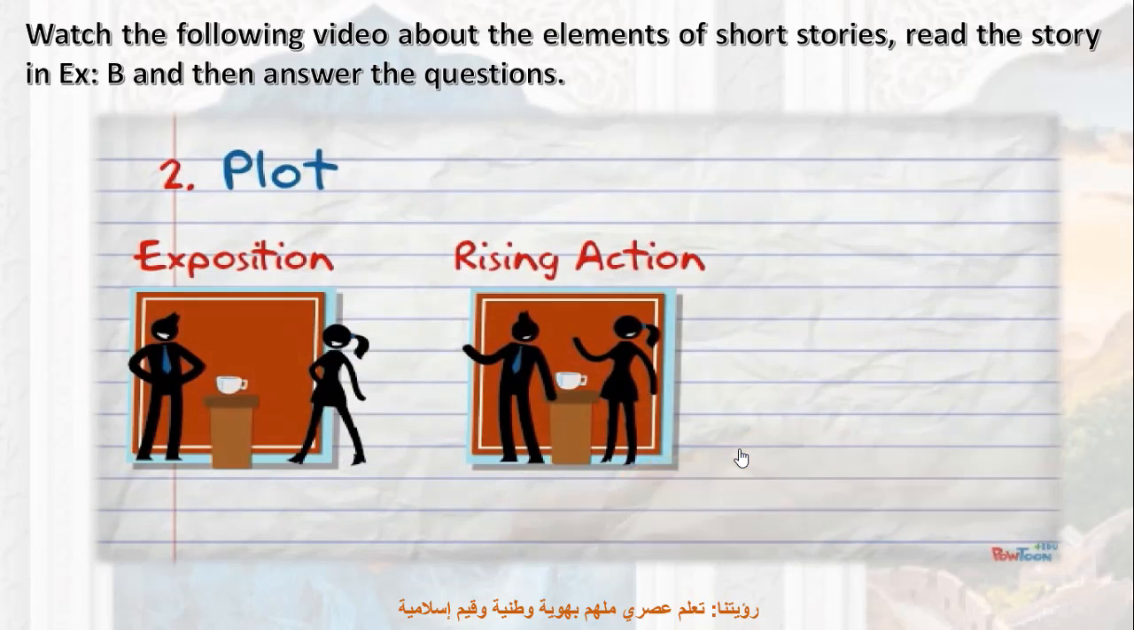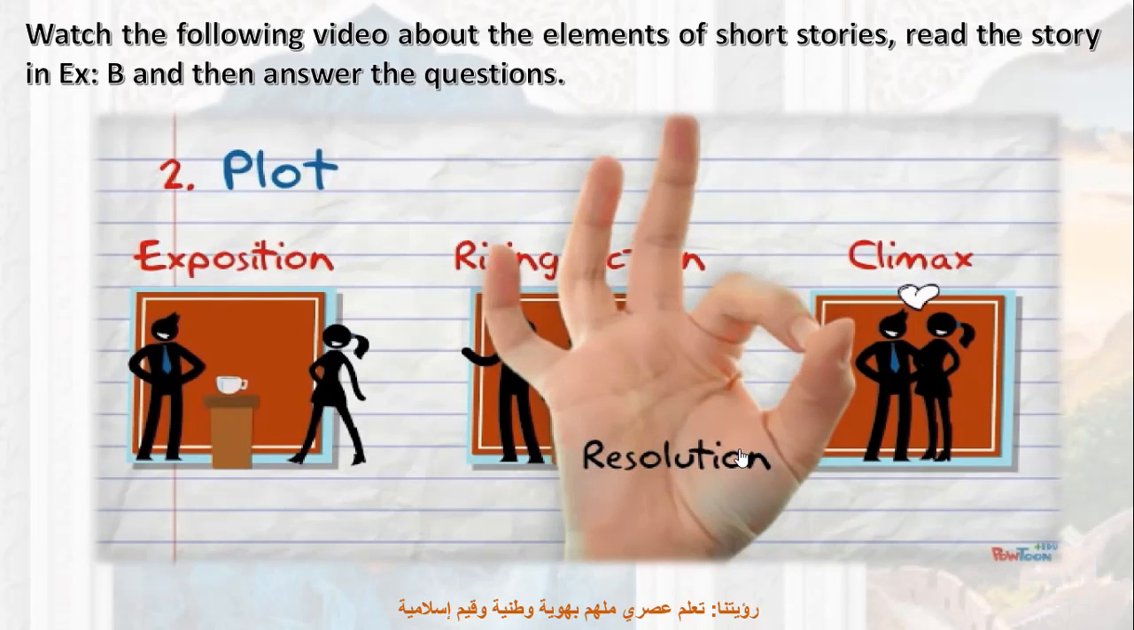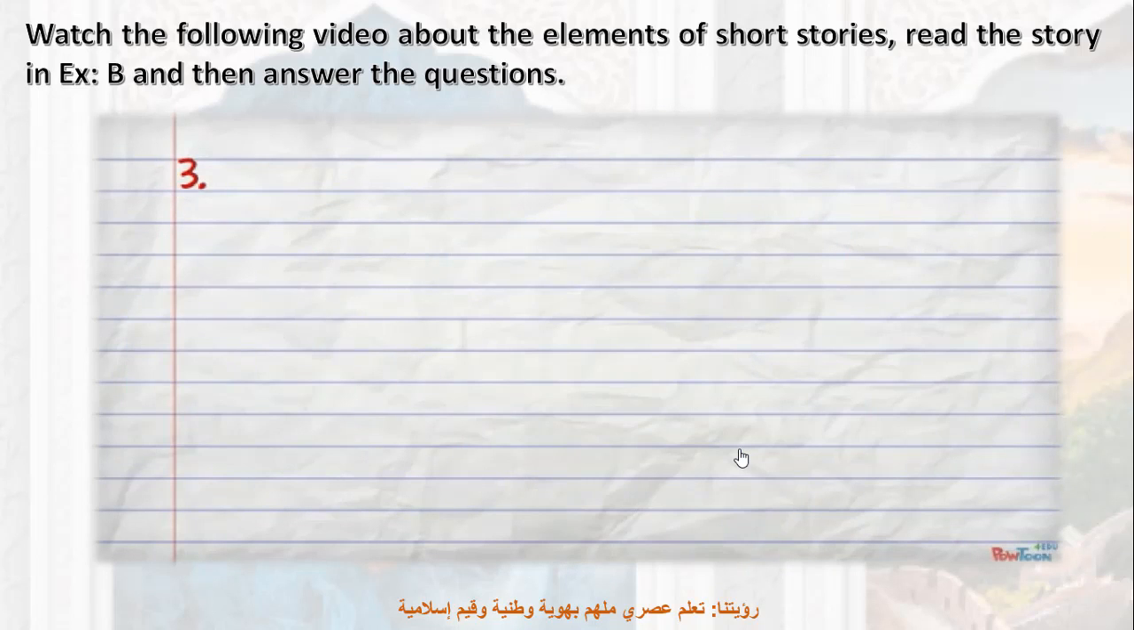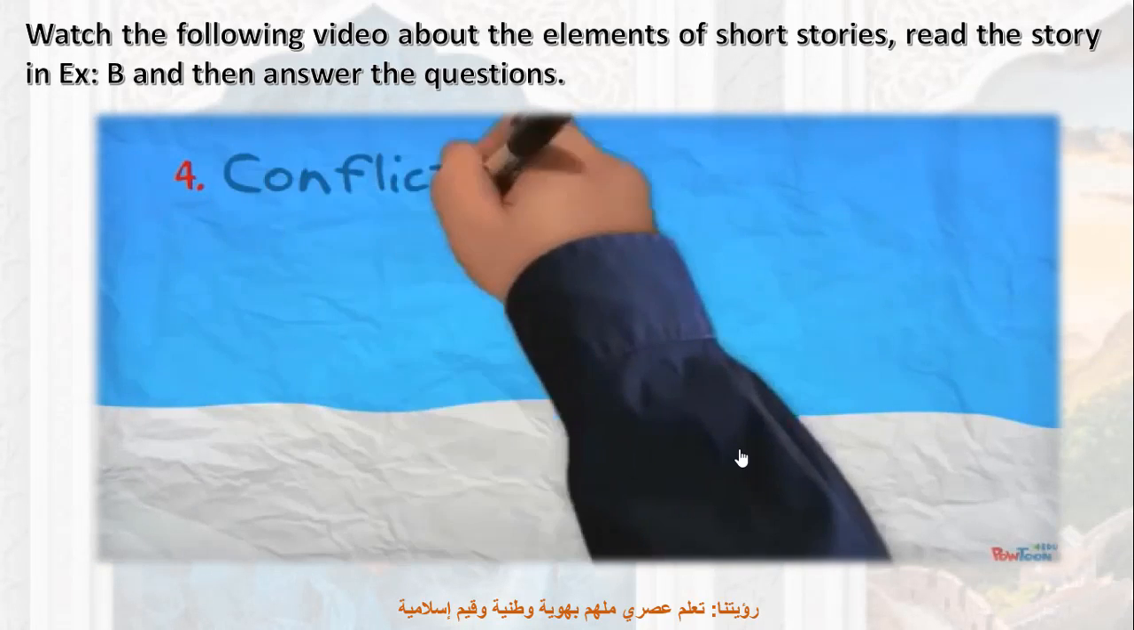Characters and setting are introduced in the exposition, conflicts or problems occur during the rising action, and the biggest moment of the story is called the climax. The end is the resolution. The third part of a story is setting, which refers to when and where a story takes place. This includes anything from a house or a store to the moon or a rocket ship in outer space.